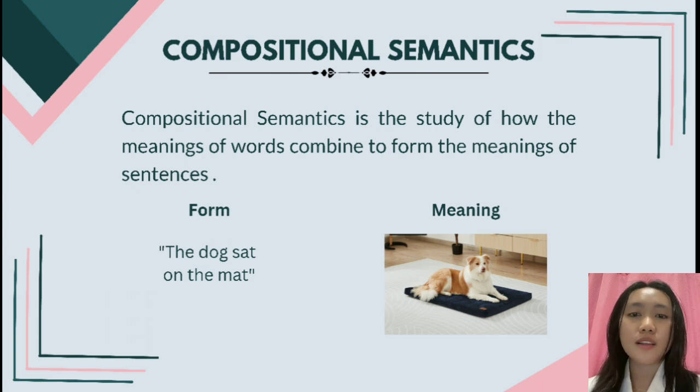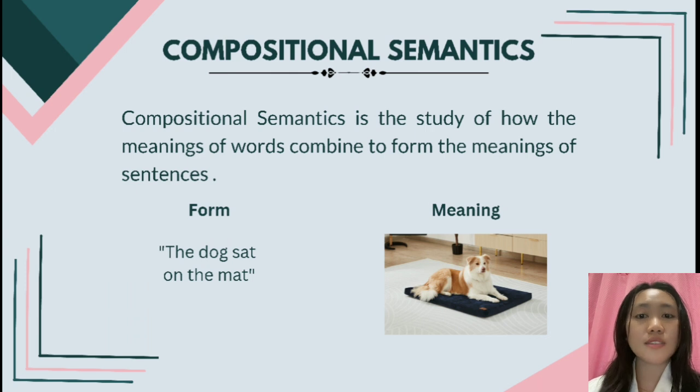For example, the dog sat on the mat. We combine each word's meaning: the dog, the action of sitting, the place of the mat, and use the sentence structure to understand the overall meaning. The meaning of the whole sentence comes from how the words relate to each other. Dog plus sat plus on the mat.